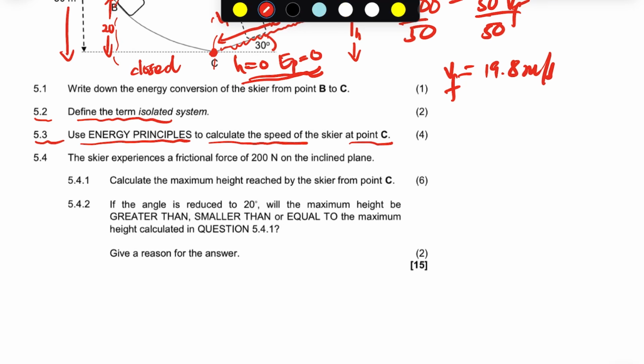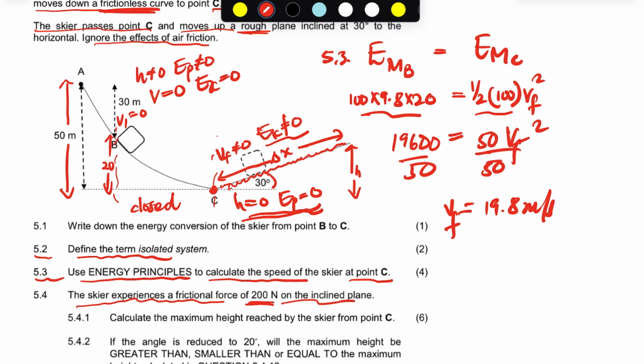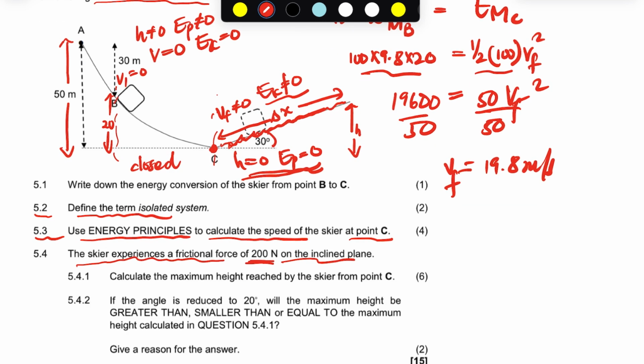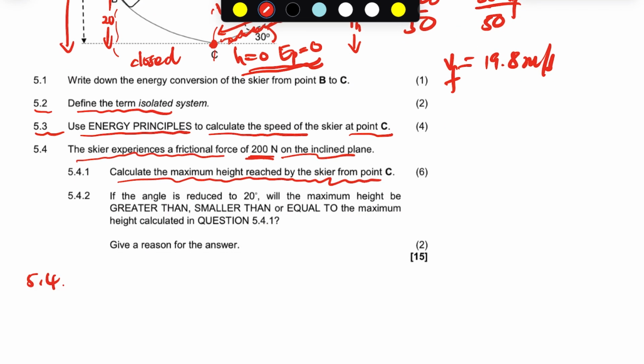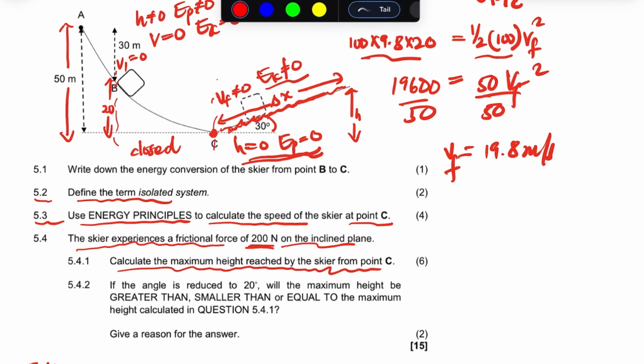Right, now 5.4. It says the skier experiences a frictional force of 200 newtons on the incline. So this frictional force here is 200. It says calculate the maximum height reached by the skier. So here, the forces we have as the skier moves up an incline are the gravitational force, which is the Fg parallel, and the frictional force there.